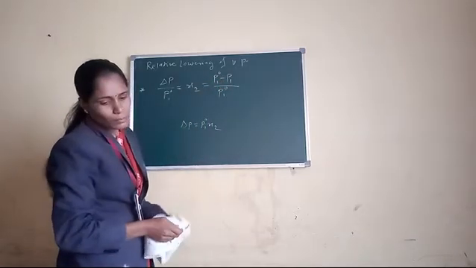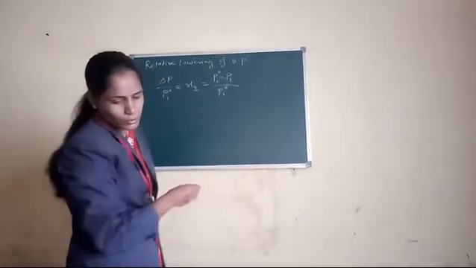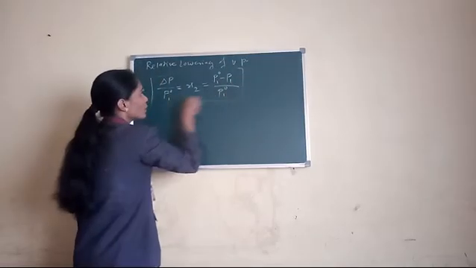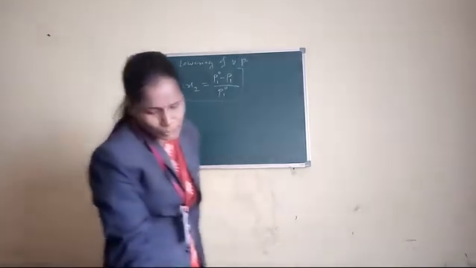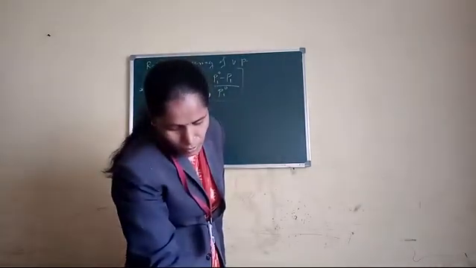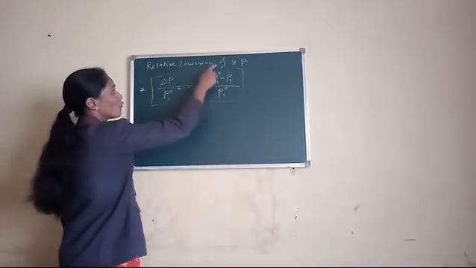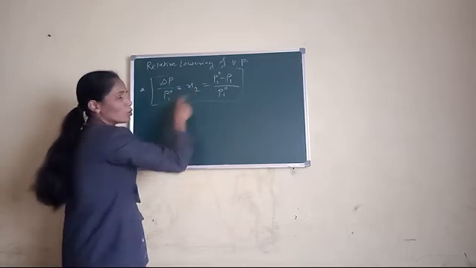By simplification, we get this, the relative lowering of vapor pressure. This is the formula for relative lowering of vapor pressure. By this formula, it is clear that the relative lowering of vapor pressure is equal to the mole fraction of solute.